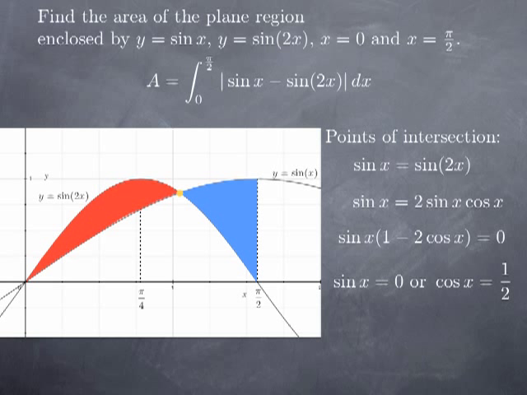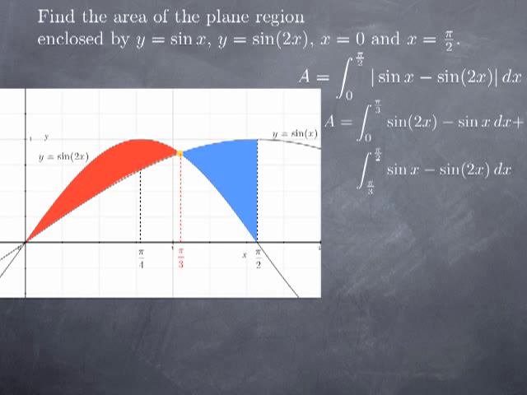Because x here is restricted to the interval 0 to pi over 2, sine takes a value 0 only at 0, and cosine x takes a value 1/2 on the interval 0 to pi over 2 only at x equal pi over 3. So the x coordinate of this yellow point of intersection is pi over 3. So that will give us a way to set up our integral.